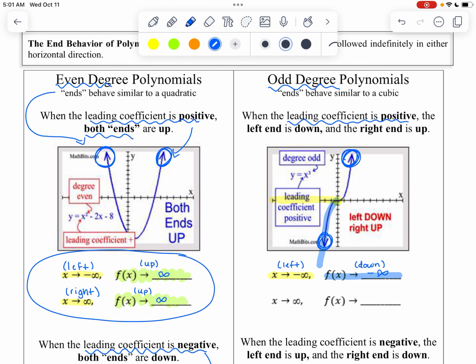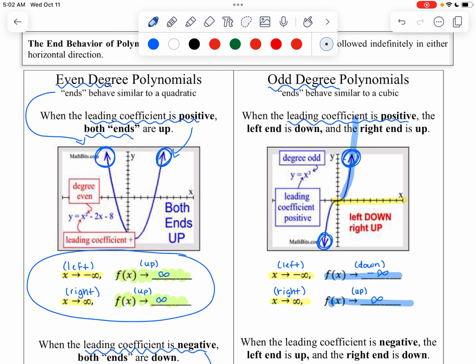Now let's look the other way. As we look to the right, which means I'm looking on this side of the curve, where's my function going on the right? It's going up. So as I look right, f of x is going up. So right, x is approaching infinity, getting more and more positive. F of x is going up, which means y is also getting more and more positive, going towards positive infinity.